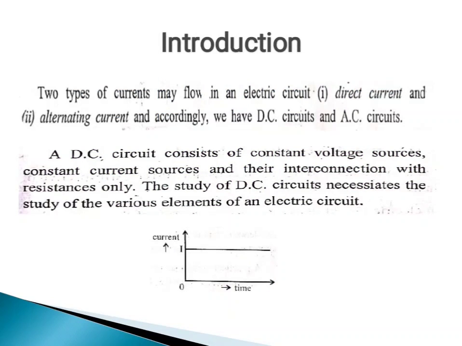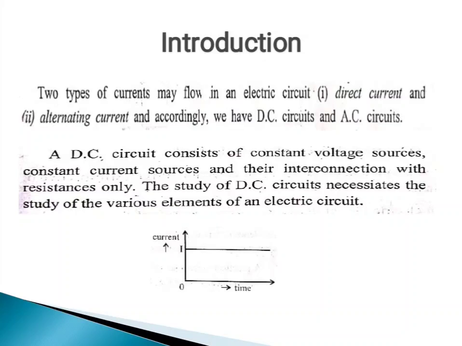We know that there are two types of currents that may flow into an electric circuit. One is the direct current, called DC, and another one is the alternating current, called AC. Based on the type of current flowing in the circuit, the electric circuit is called an AC circuit or a DC circuit.